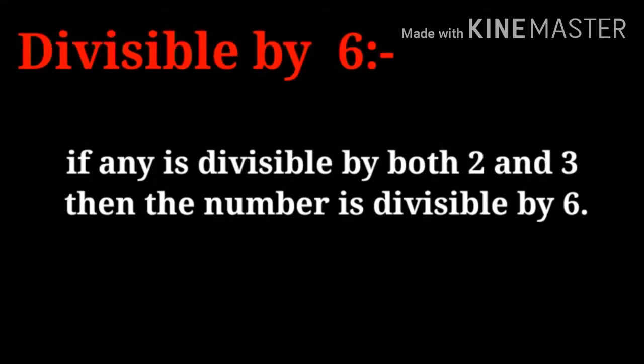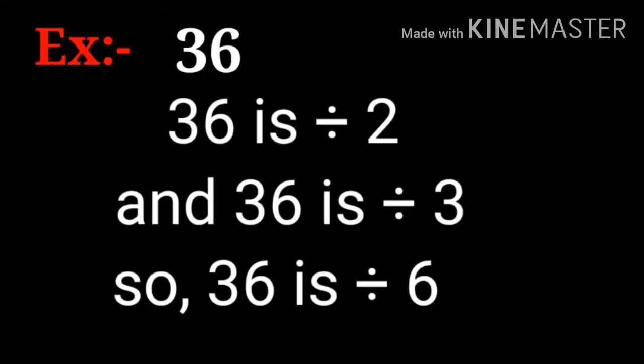Next one, divisible by 6. How to check whether a given number is divisible by 6 or not? If you take any number, it must be divisible by both 2 and 3. If the given number is divisible by both 2 and 3, then the given number is divisible by 6. Let us discuss a few examples.